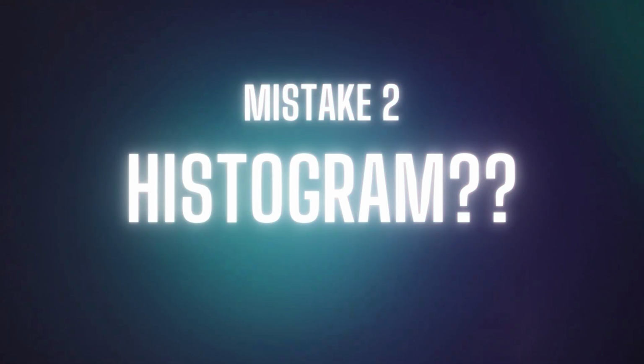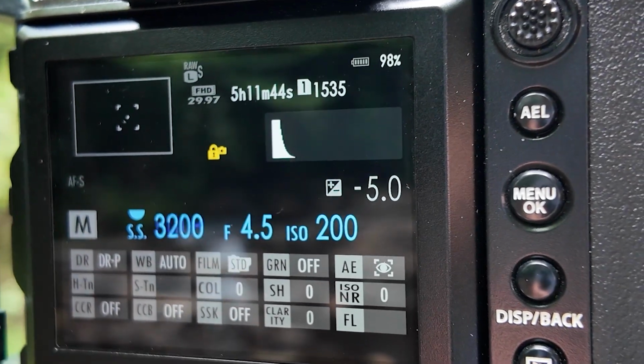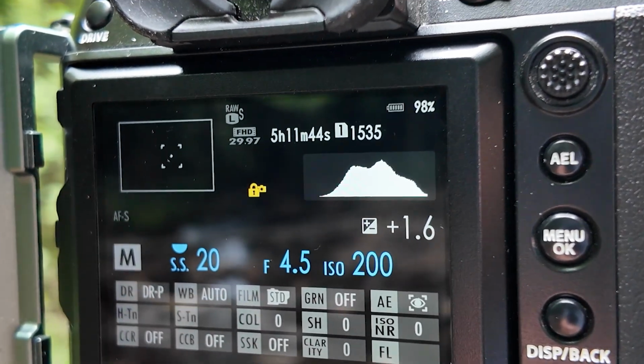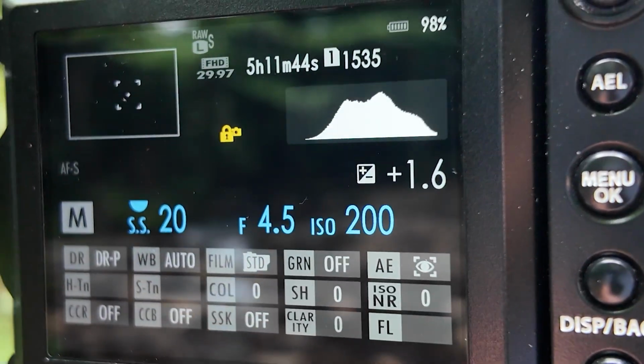So my second mistake is not knowing what that little dancing triangle on the back of the camera meant, the histogram. I had no idea how to use it, and a lot of my shots were overexposed because I didn't really understand the technology or even the science behind it. Your light meter on your camera is going to tell you that your image is either under or overexposed, and the histogram is actually going to show you whether your highlights or shadows are being clipped.